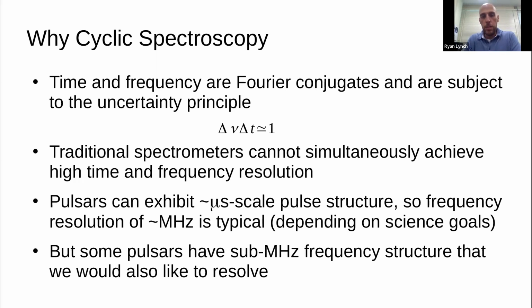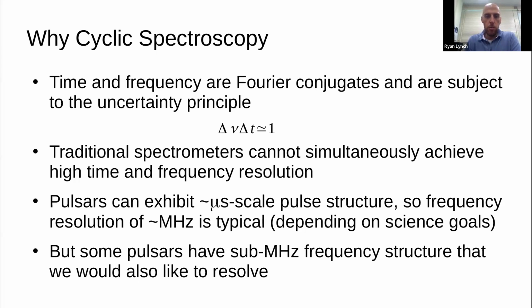A lot of spectroscopic sources, spectral line sources, are very slowly varying, so you can just accumulate more data and get finer spectral resolution. Pulsars are kind of the opposite. They vary rapidly and can exhibit microscale pulse structure, or even finer in the case of things like giant pulses. But that means that you're limited to frequency resolution using traditional techniques of roughly a megahertz. And that's typically what's used.